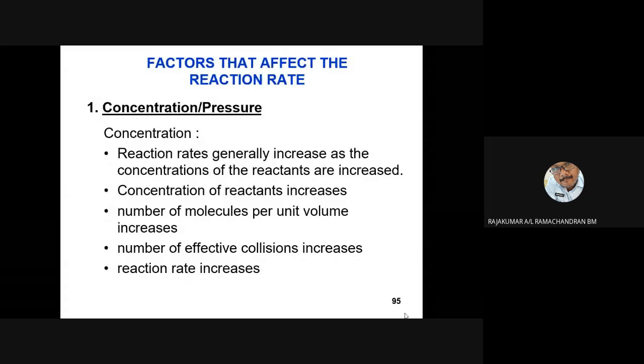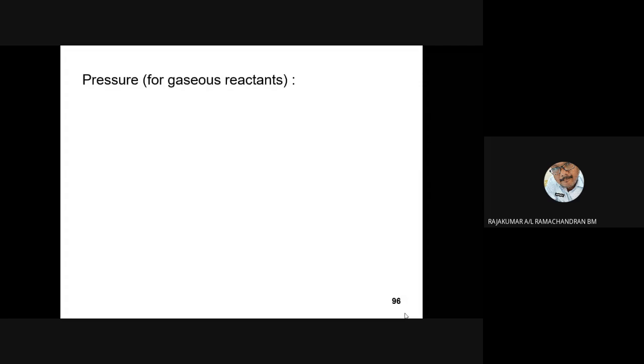Bilangan molekul itu per unit isi padu, dia akan bertambah. Bilangan molekul lah, kuantiti dia bertambah. Bila kuantiti bertambah, maka pelanggaran berkesan pun bertambah lah. Effective collision bertambah, maka kadar tindak balas or rate of reaction bertambah. Okay, ini faktor pertama. Untuk pressure, factor pressure ni kita bincang untuk gaseous reactant yang berada dalam fasa gas lah.